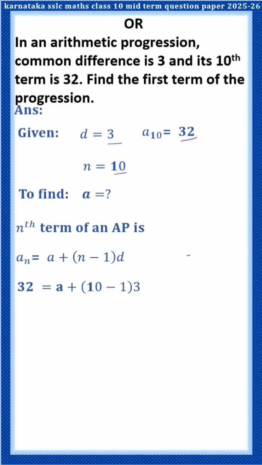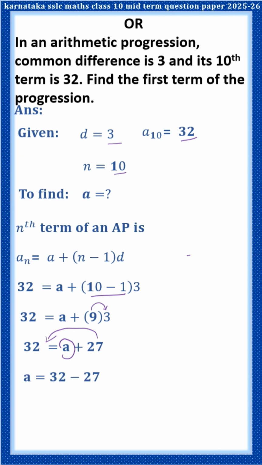32 is equal to A plus 10 minus 1 into 3. 10 minus 1 is 9 in the next step. 9 into 3 is 27. So A is equal to 32 minus 27. 32 minus 27 is equal to 5. So the first term of the progression is 5.